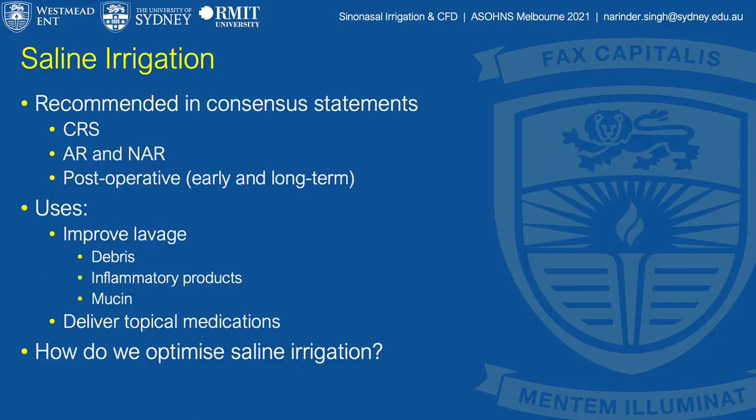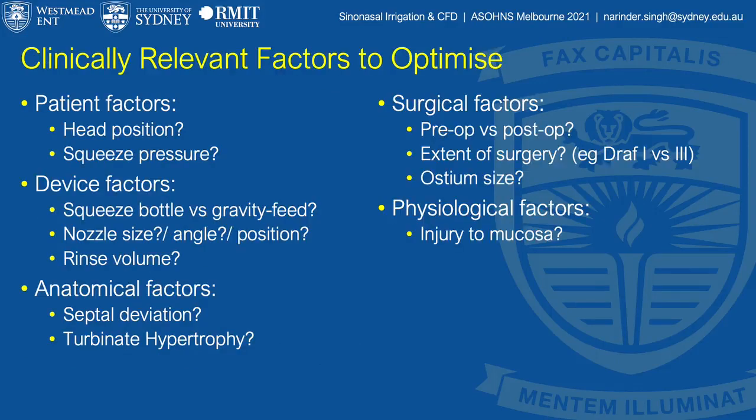Saline irrigation is widely used to clear the nose and sinuses and to distribute topical medications. So how do we optimise its use? Some of the important issues to address include the ideal head angle, nozzle angle and size, rinse volume, and squeeze force. We then need to account for the effect of anatomical and surgical variance.